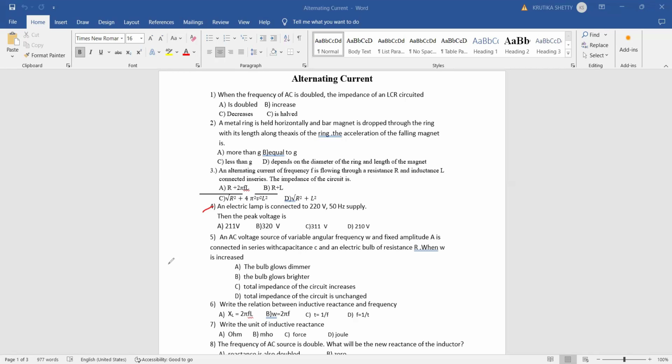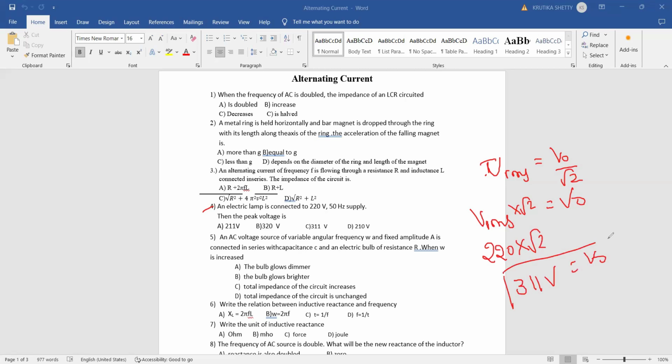So just you can do it like this. We know that VRMS is equal to V0 upon root 2. What we need is V0. So therefore V0 will be VRMS into root 2. VRMS is given, into root 2. So if you simplify, you will get 311 volt as V0.